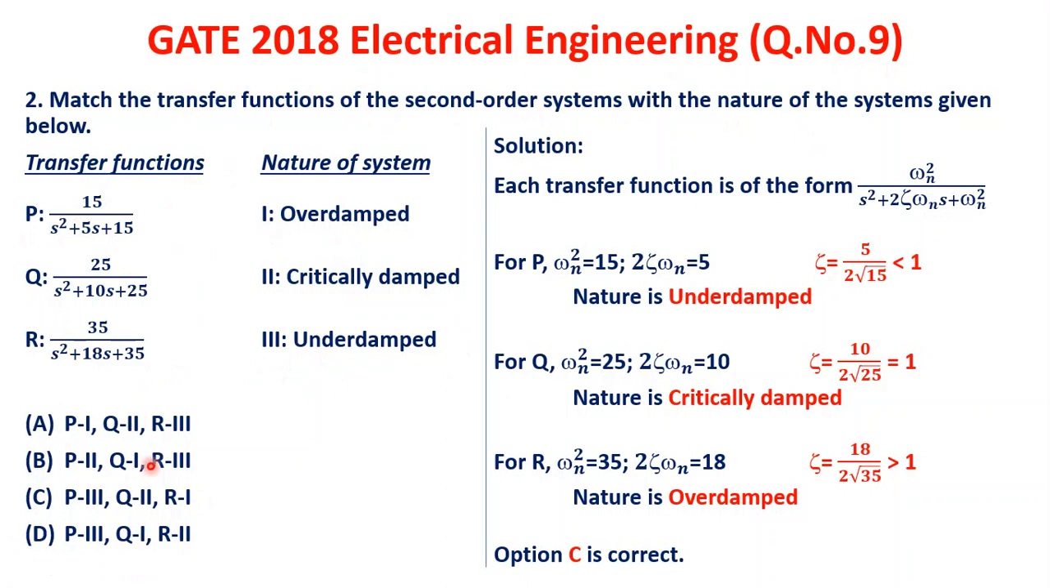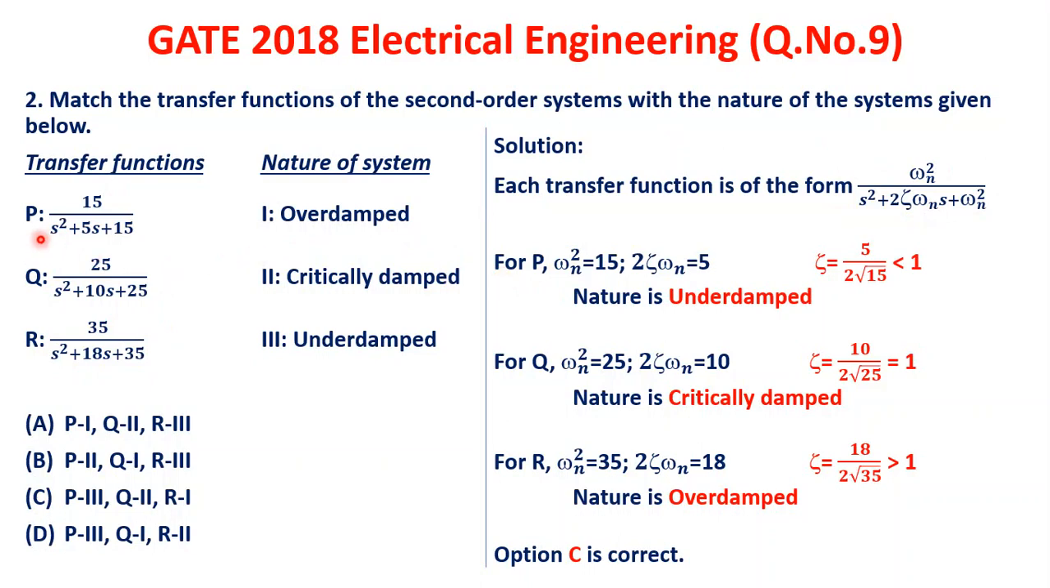Now just by seeing the transfer function, what we can conclude is that it is of the standard second order form transfer function. That is omega n square by s square plus 2 zeta omega n s plus omega n square, where zeta is the damping ratio, omega n is the undamped natural frequency of oscillations. So if we compare each transfer function with this form, we can find out the nature quite easily.